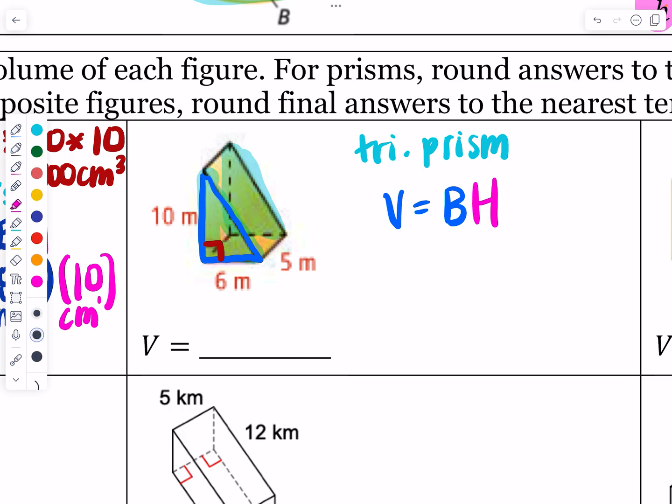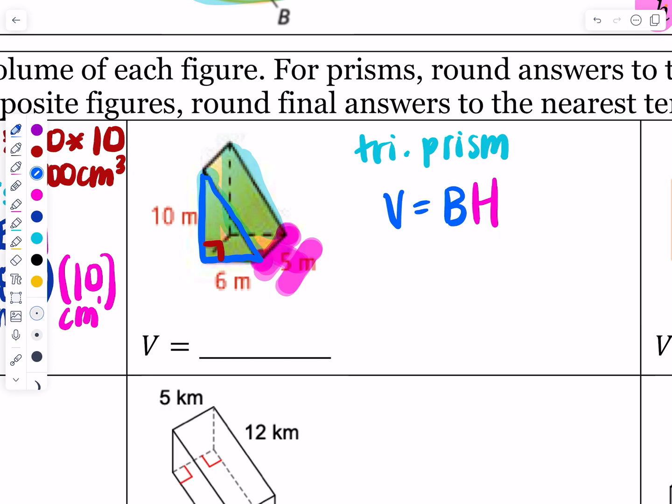Okay, so what is my height between my bases? From the front triangle to the back triangle, there are 5 meters in between those two. So my height is going to be 5 meters, even though it looks like it might be 10. My height is going to be 5 meters. Okay, that's the height, that's the vertical distance between the bases.